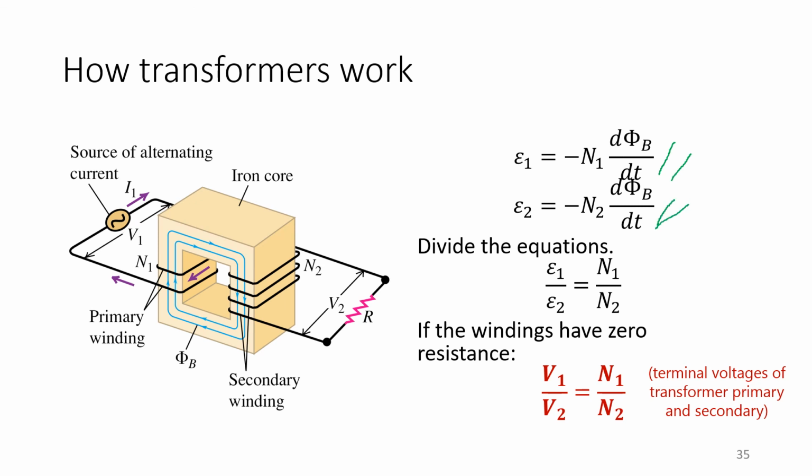Then all we need to do is divide epsilon 1 by epsilon 2 and eventually have a ratio of coil numbers N1 over N2. If the windings have zero resistance, we have V1 over V2 equal to N1 over N2. V1 and V2 indicate the terminal voltages of the primary and the secondary coils, respectively.